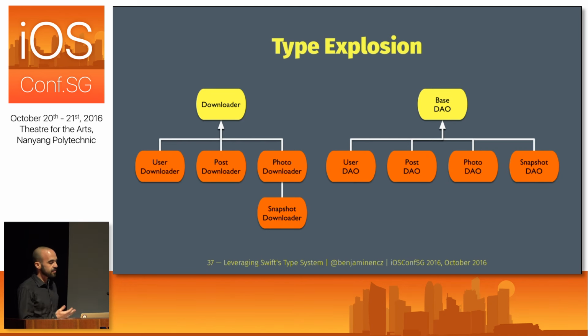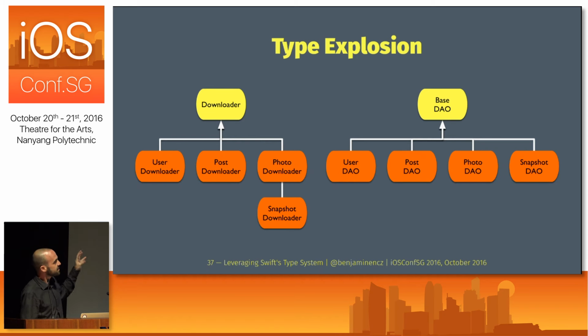The typical way of dealing with this in Objective-C was usually resorting to inheritance. You would move the common behavior into a parent class called a base data access object or a base downloader, and then you would have specific subclasses for each of the types where they can configure the behavior and adjust it as needed. And it quickly leads to something that I named type explosion, because you have all these vertical pillars, but then for each of them you have one customization. So now you have a photo downloader, a photo persistence object, and you have a lot of types that have often more complexity than they need to have.